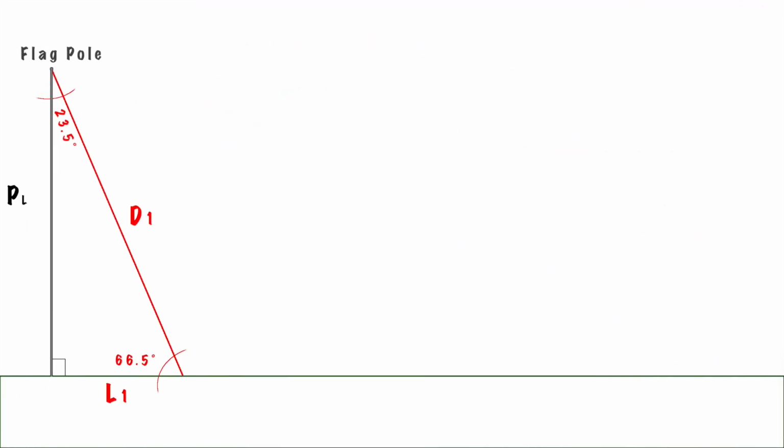We'll start by walking away from the pole until we reach the point where the angle from the ground to the top of the pole is exactly 66.5 degrees. The reason I picked this particular angle will become apparent later. Of course, you know that the remaining angle of our triangle must be 23.5 degrees, since the total of all angles must equal 180. Using our tape measure, we find that we are now standing 43.5 feet from the pole.